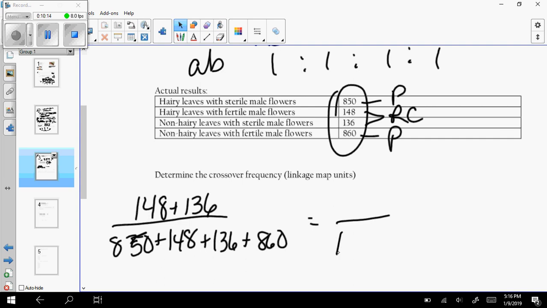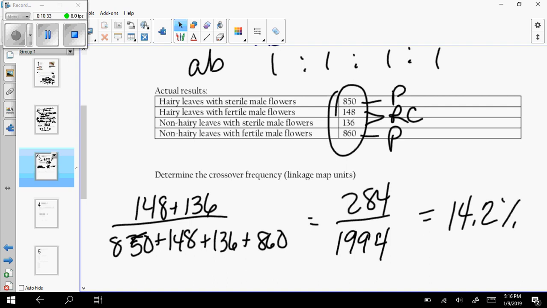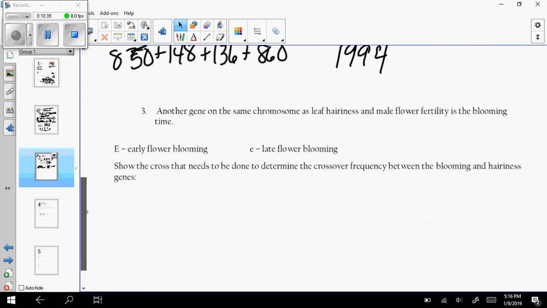I got 1,994, and then 148 plus 136, 284. So 284 divided by 1994 is equal to 14.2%. All right, let's scroll down here. So they're going to give us some more.